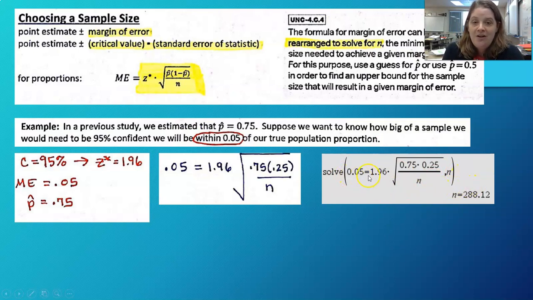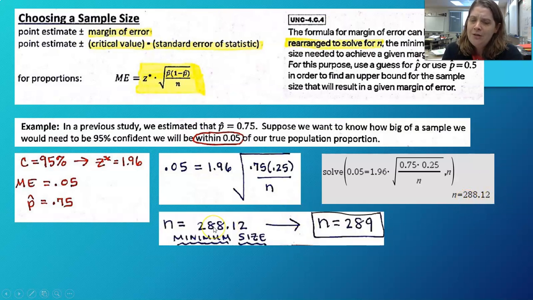You're going to type in 0.05 equals 1.96 times the square root of 0.75 times 0.25 divided by n. Just remember that in order to get this to work, you have to press comma and then the variable that you typed in. You need to be inside the parenthesis, but outside the radical, for that to work. And I end up with 288.12. All right, so here's the issue with that.